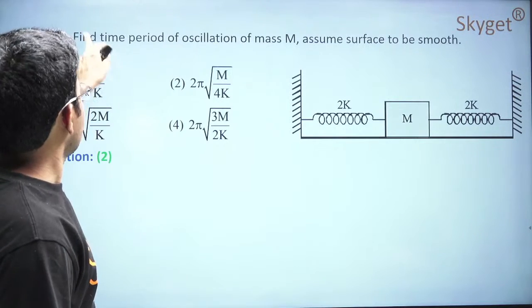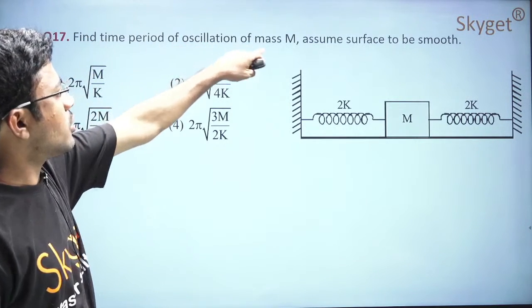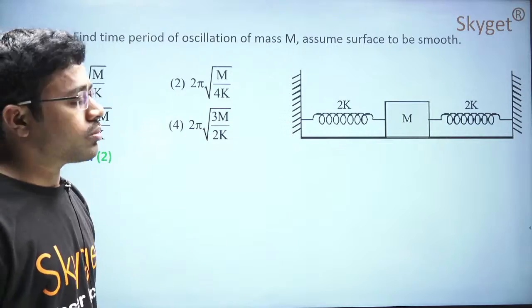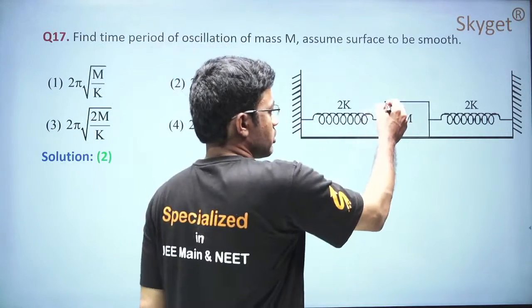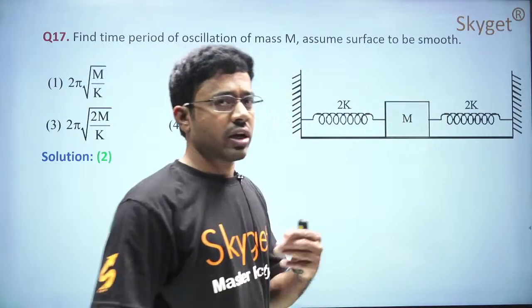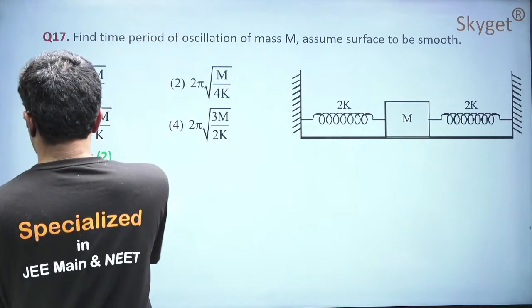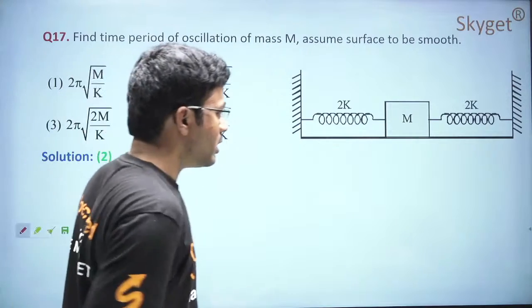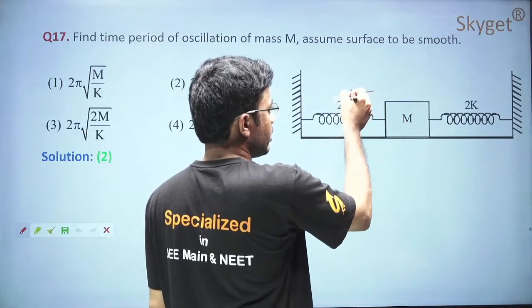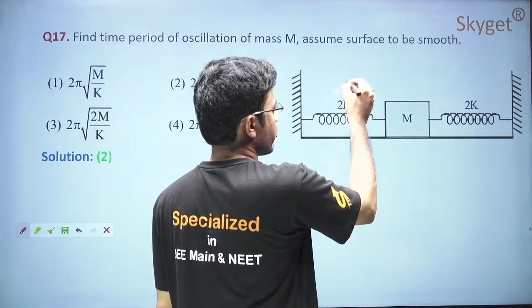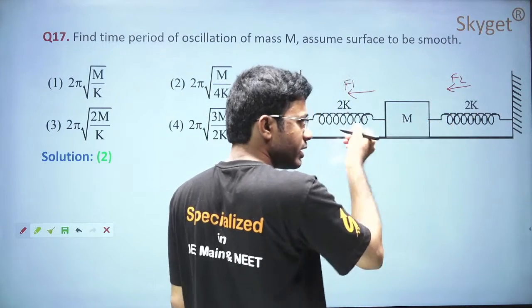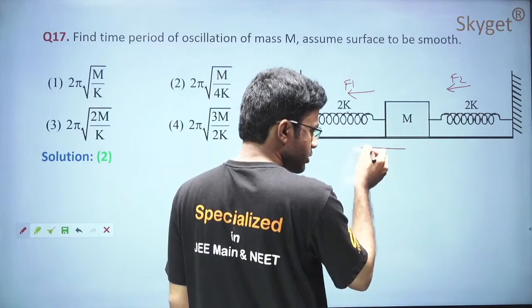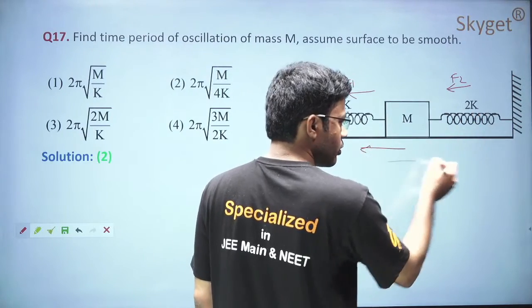Next, in this problem, find the time period of oscillation of a mass m. Assume the surface to be smooth. So there are two springs here. When this mass m is oscillating, what happens here? Here, let the force caused by this spring be F1 and this be F2. If this block is oscillating in this direction, first let us take it oscillating in this direction, and obviously it will go back.